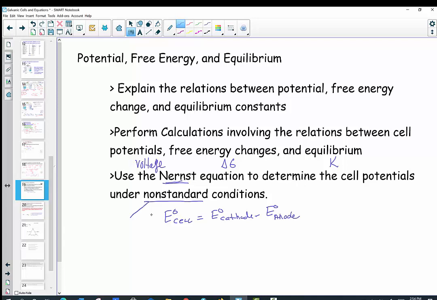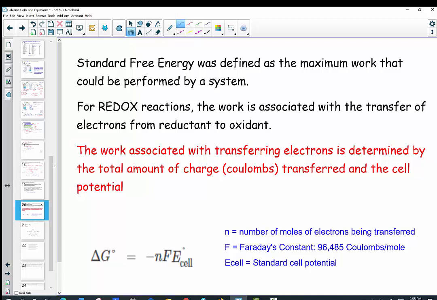What if we're not at standard states? I need to show you an equation to calculate for non-standard conditions. But let's focus first on free energy, voltage of Ecells, and the equilibrium constant. We know that standard free energy, called Gibbs free energy, was defined as the maximum work that could be performed by a system. And I know that work for redox reactions is associated with the transfer of electrons from what's being oxidized to what's being reduced. And all I really need us to walk away from here, redox reactions are defined as the transfer of electrons. That's work being done through an electrical circuit. The work associated with transferring electrons is determined by the total amount of charge, which are coulombs, transferred, and the cell potential.